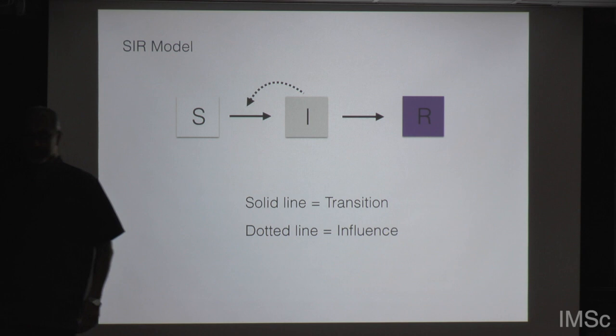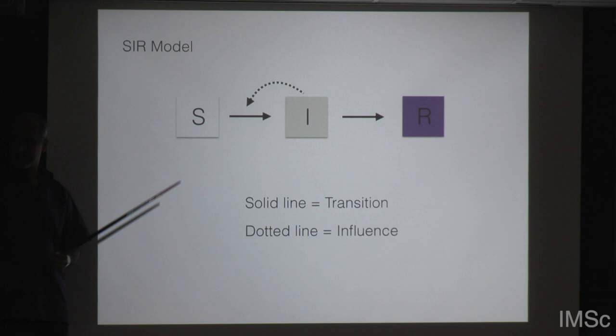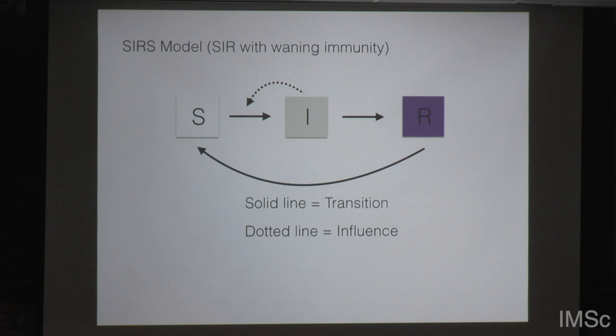So this arrow, we'll have to figure out what form that should take. But this just says that the presence of infected people influences the rate at which susceptibles become infected. Yes, you might guess that the greater the number of infected people, the greater the chances that the susceptible person will move into the infected compartment. All right, so that's again the SIR model with the arrow here.